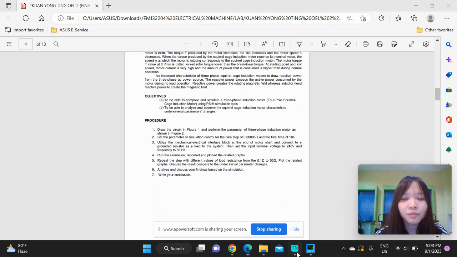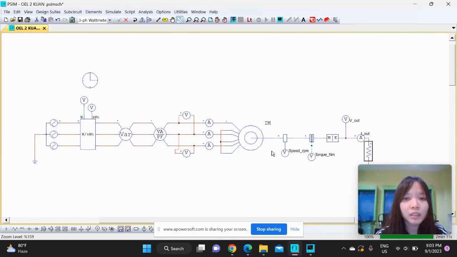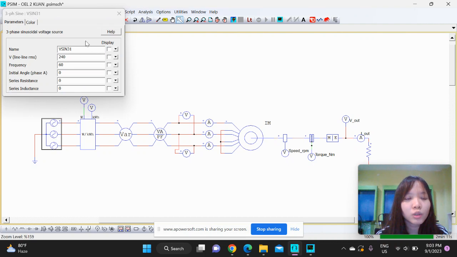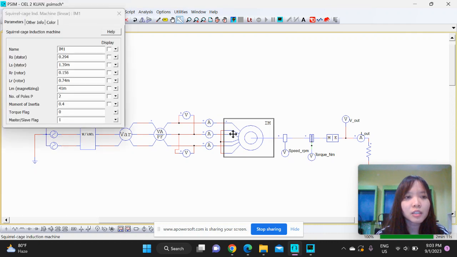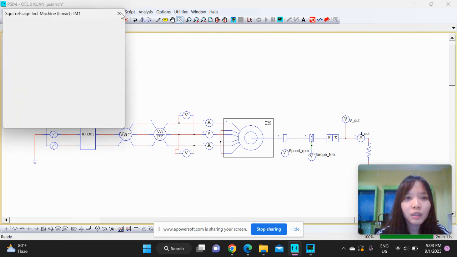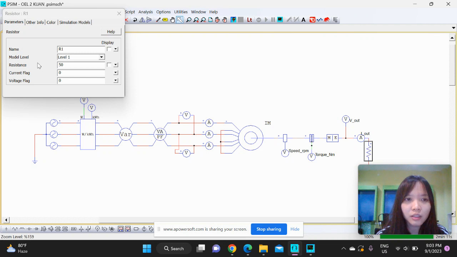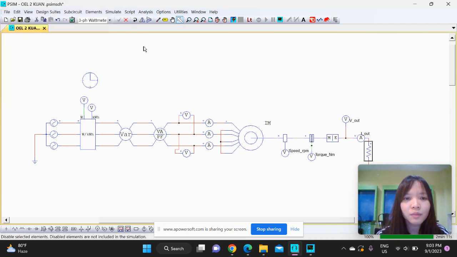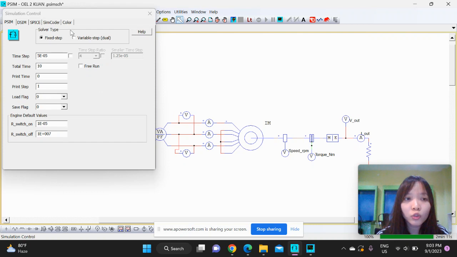Okay, now this one is my simulation. This one is the three-phase voltage source. I set it as 240 volts and the frequency I set to 60 hertz. And this one is my squirrel cage induction machine using two poles. And the last one is the resistance. I will set as 50, and the simulation control time step is 0.00005, and the total time I will set as 10 seconds.